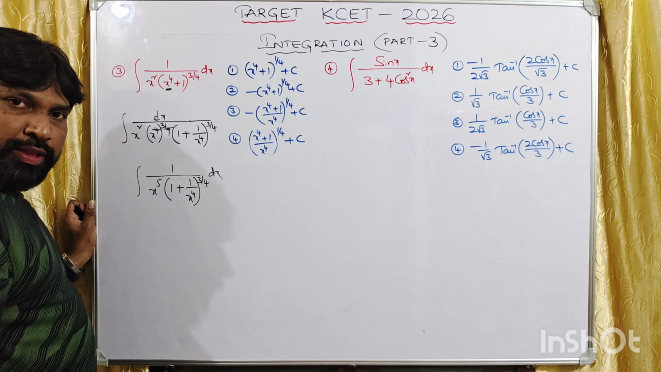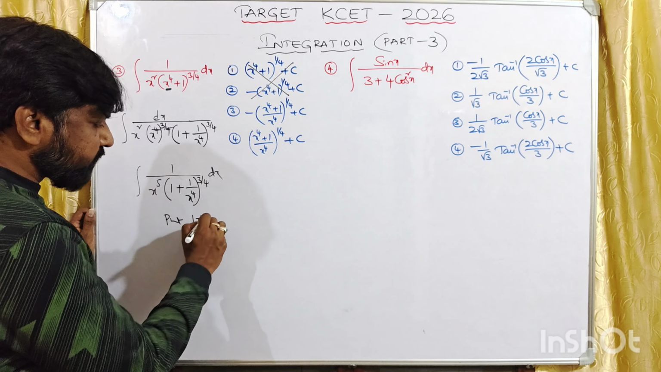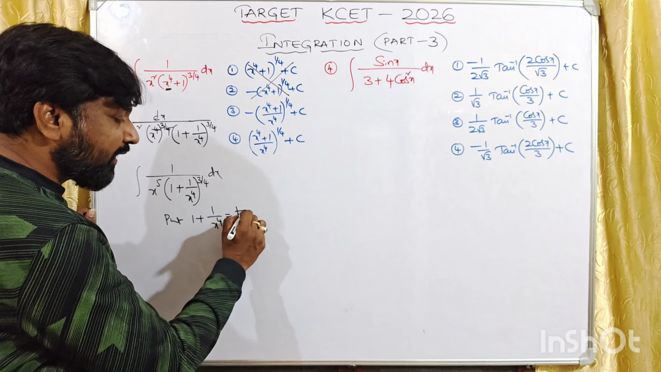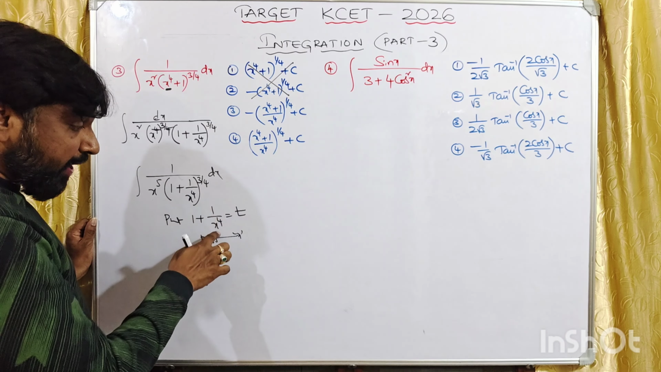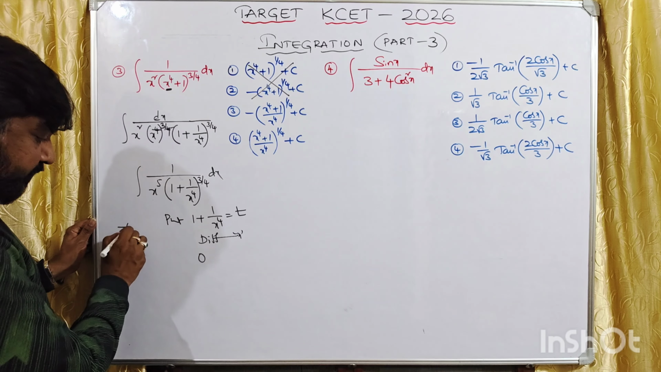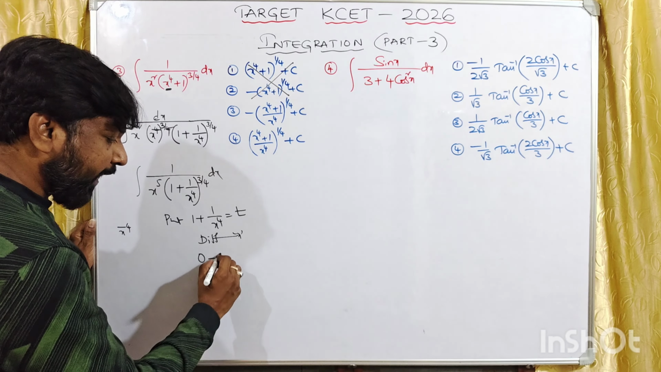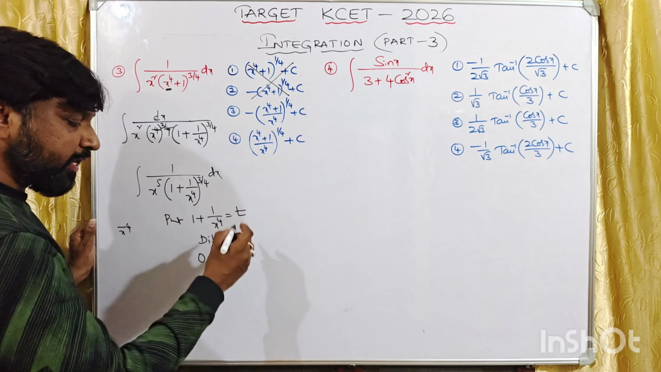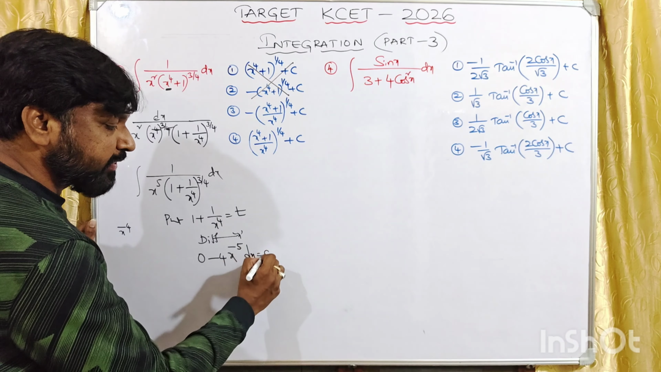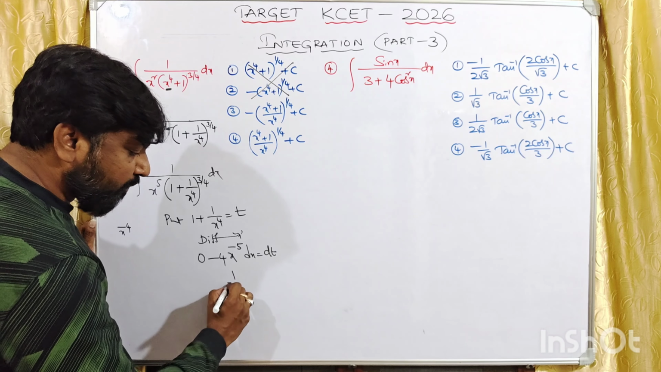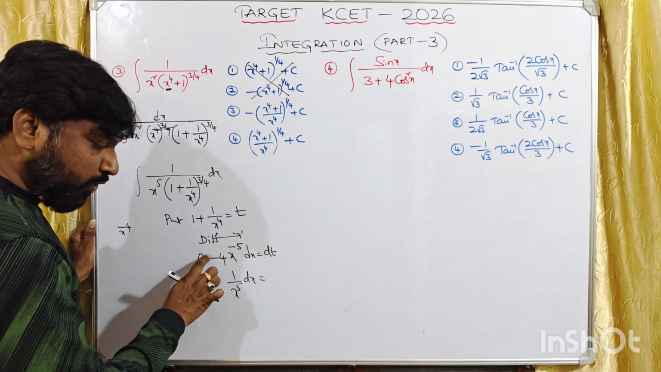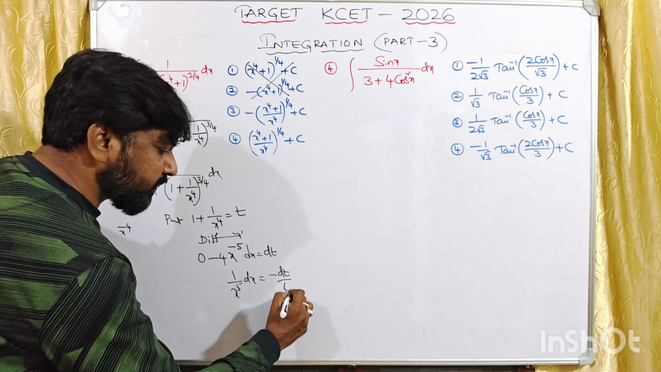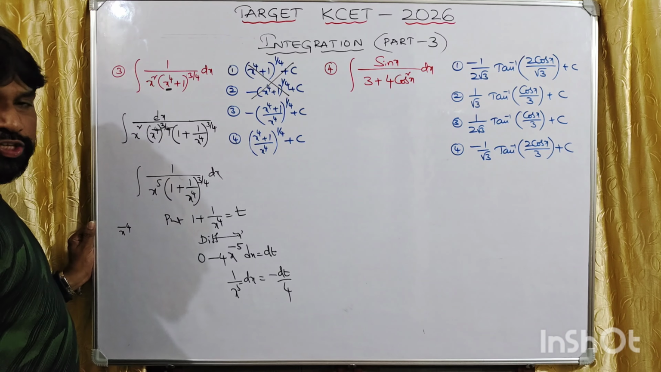Clear? Now you are going to put this part, 1 plus 1 by x power 4, as t. Differentiate with respect to x. Derivative of 1 is 0. So 1 by x power 4 can be written as x to the power of minus 4. Then apply differentiation, n into x power n minus 1. Minus 4 into x power minus 5 dx is equal to dt. Then this can be written as 1 by x power 5 dx, keep it here, and minus 4 on the other side: minus dt by 4. Why? Because 1 by x power 5 dx is there in the question.